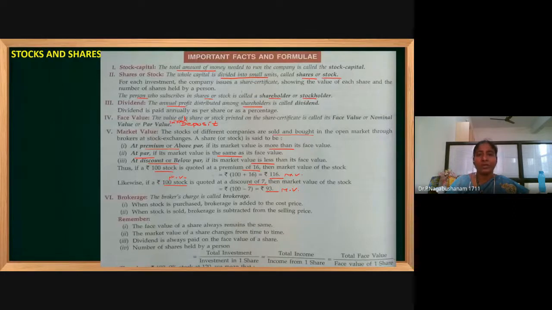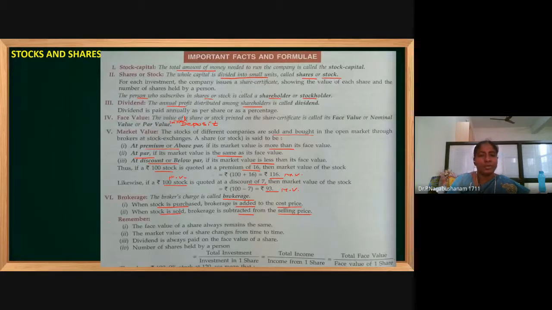If I want to sell the share, the intermediate person is called broker, and he may be getting some broker charges, that is called brokerage, in order to sell. Those who want to purchase shares, or those who want to sell the shares, will be in contact with the broker, and he will be getting some charge, some salary for that. That is called broker charge or brokerage. Whenever a share is purchased, broker charge will be added to the cost price. Whenever a share is sold, broker charges will be subtracted from the selling price.